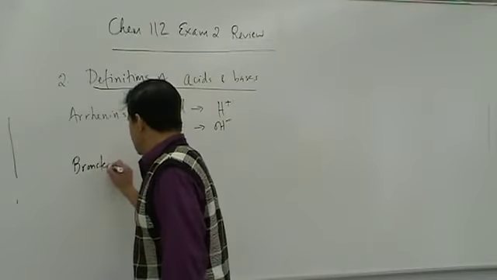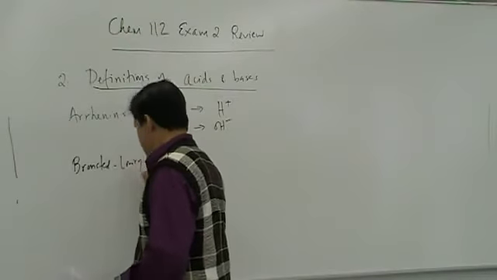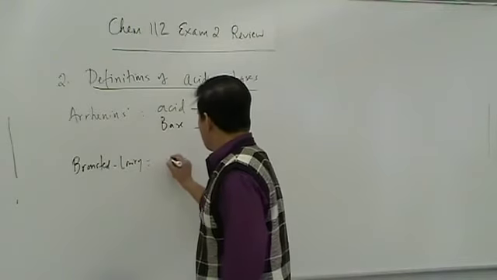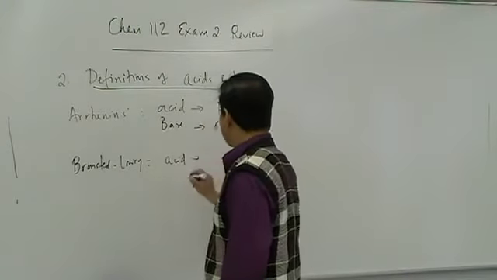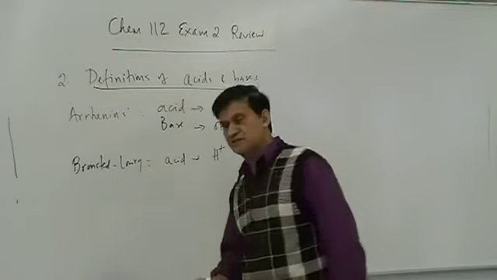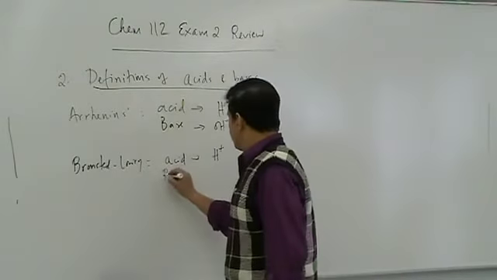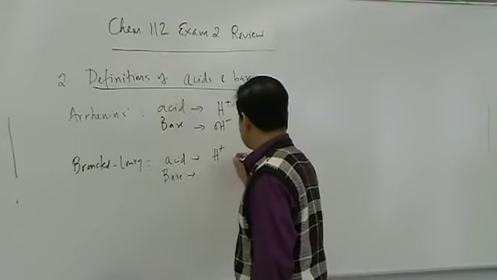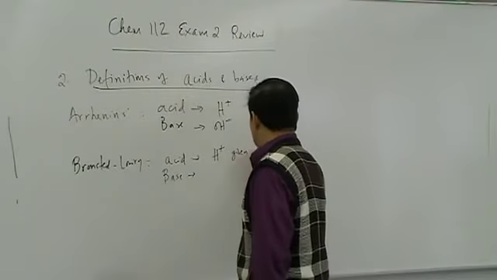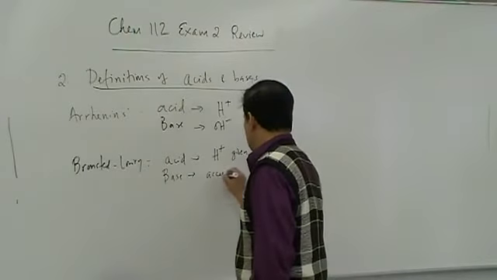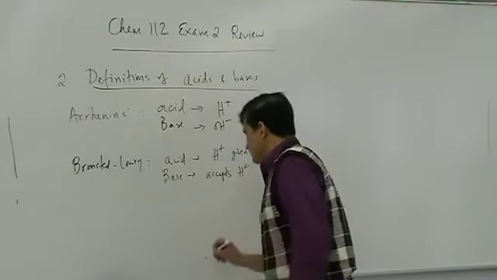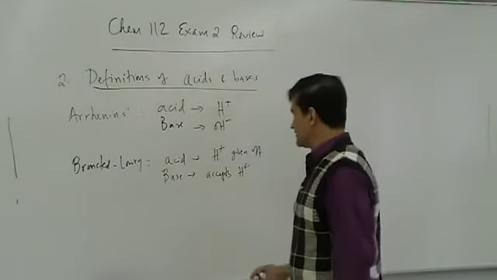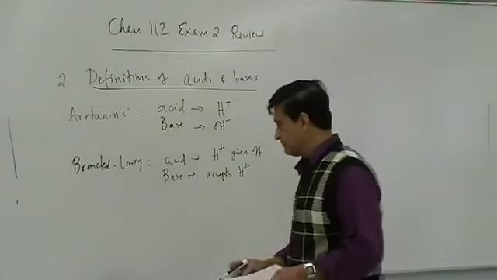So it's called the Bronsted-Lowry definition. According to the Bronsted-Lowry definition, an acid is a substance that gives up H plus. It could be any solution. And a base is a substance that accepts H plus. So H plus is given off. Base accepts H plus. So acid gives off H plus, base accepts H plus. That's the Bronsted-Lowry definition. It doesn't have to be a water solution.